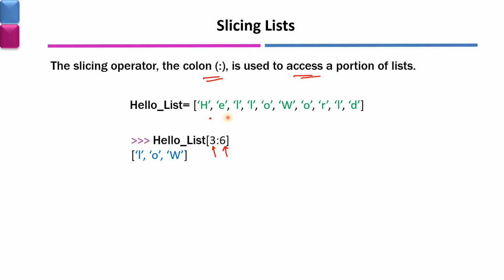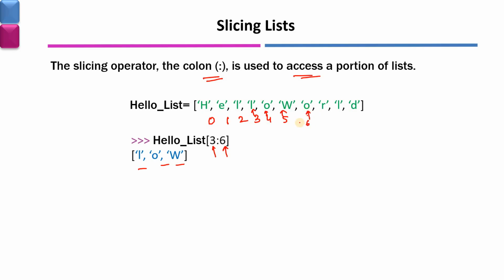So 0, 1, 2, 3, that means L. This L will be the starting point. Now 3, 4, 5 and 6 will not be included. So L, O, W will be the output. So you have understood the slicing operation.